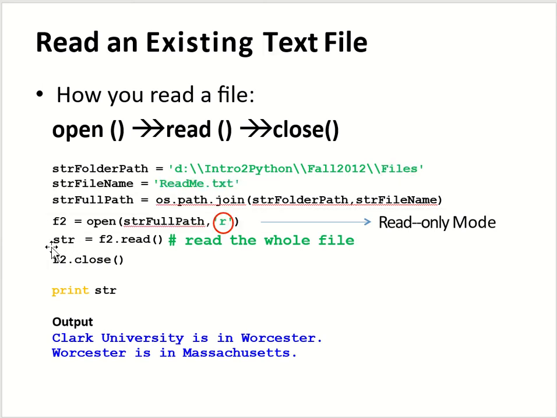Next line, there's a variable called str. It's assigned the output of this read method that we're calling on f2, the file object, and we don't need to provide any argument. It'll just read the whole file. And so that str will be a string object that can be printed. And so if it was a short two-liner, Clark University is in Worcester, Worcester is in Massachusetts, that could be the output printed from this line.